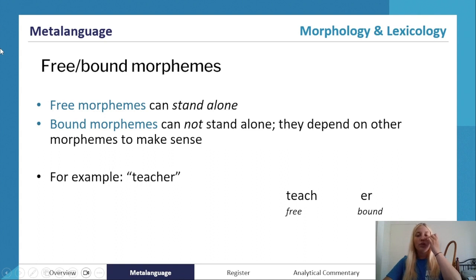Bound morphemes cannot stand alone. If they're not combined with other morphemes, they don't make any sense. So looking at teacher, er is bound because it doesn't make sense by itself. They need to combine with teach, to make teacher.